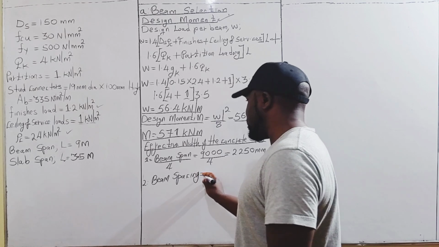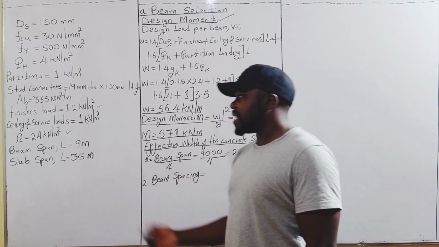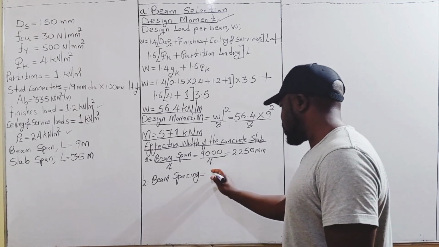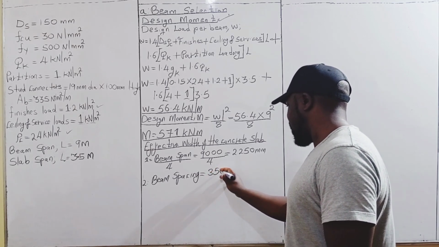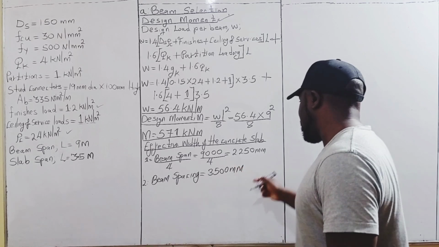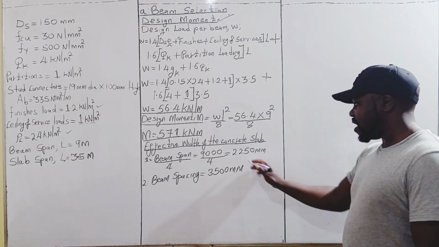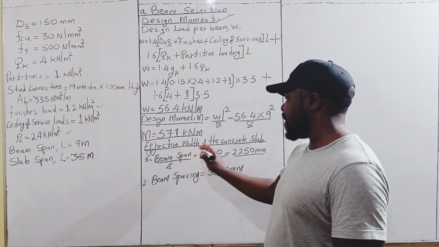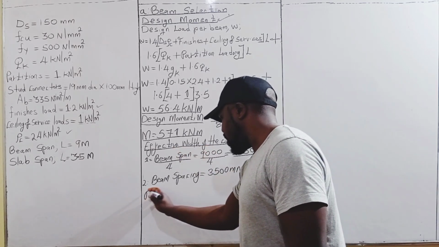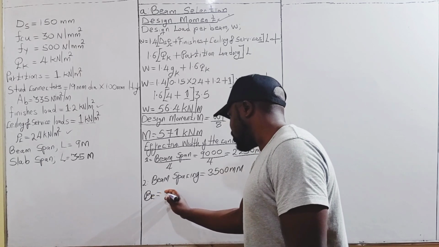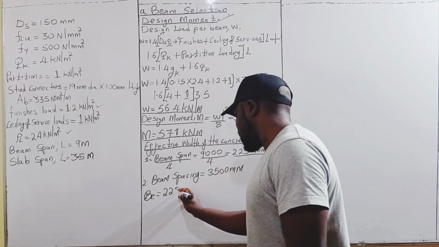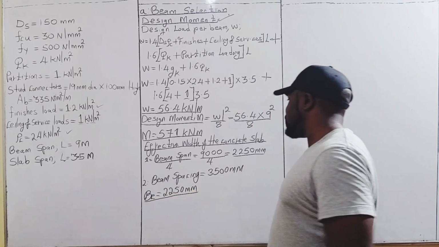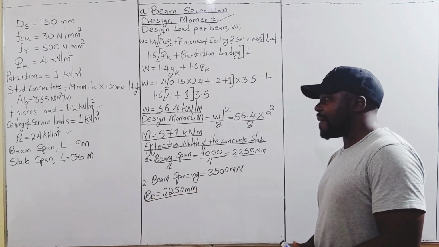And the spacing of our beams is 3.5 meters center to center. So converting 3.5 meters to millimeters, that is going to give us 3,500 millimeters. Therefore, the lesser of the two is 2250 millimeters, which we are going to use as our effective width. And therefore, the effective width is going to be 2,250 millimeters. Therefore, that is the effective width of the concrete slab.